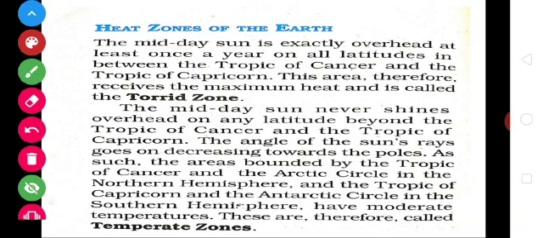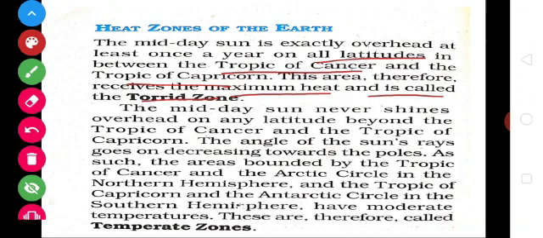The midday sun is exactly overhead at least once a year on all latitudes in between the Tropic of Cancer and the Tropic of Capricorn. This area therefore receives the maximum heat and is called the torrid zone.